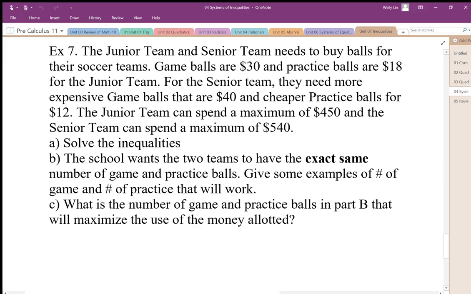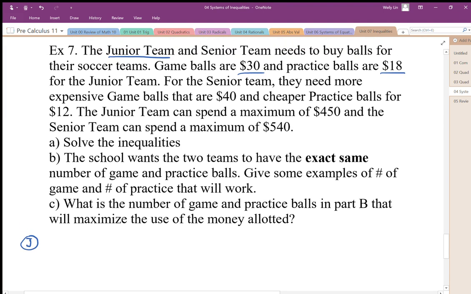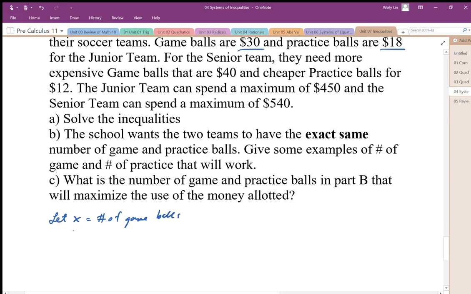Okay, so our junior team, I'm just going to underline the details for the junior team. So our junior team relationship looks like this. First of all, we're going to let x equal the number of game balls, and this is not just for junior, so let y equal the number of practice balls, because both teams need game and practice balls.